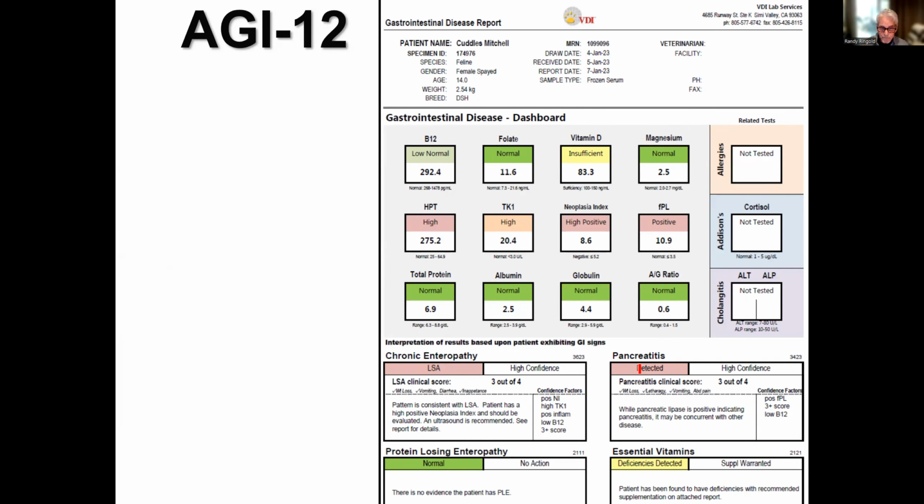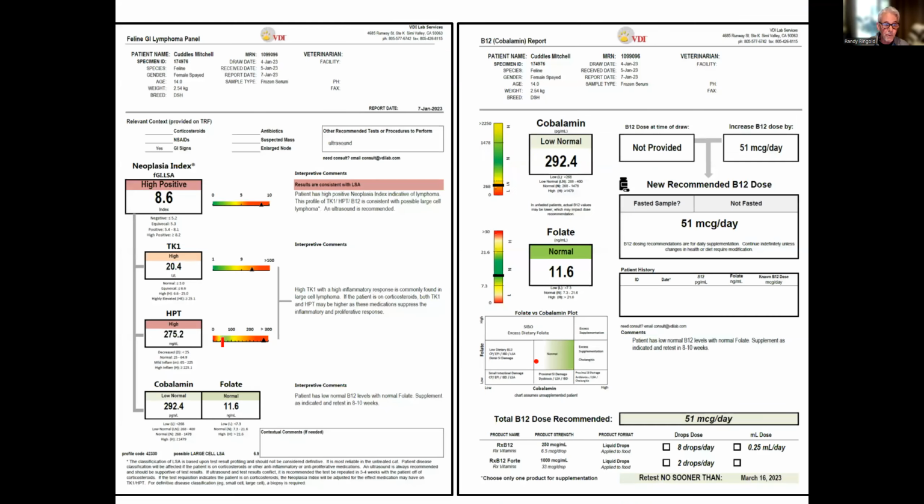This one in particular again had a positive scoring for lymphoma, FPL, and other parameters for pancreatitis. We did not see protein-losing enteropathy, and on the essential vitamins, there's a little bit low on vitamin D and B12. And if we look at the subsequent pages, you can see how this works through.